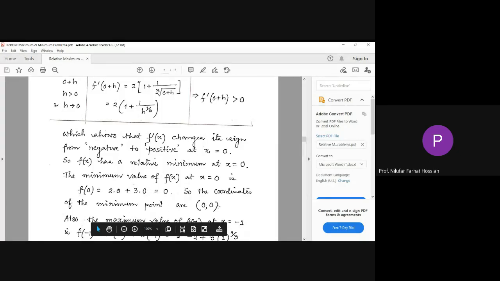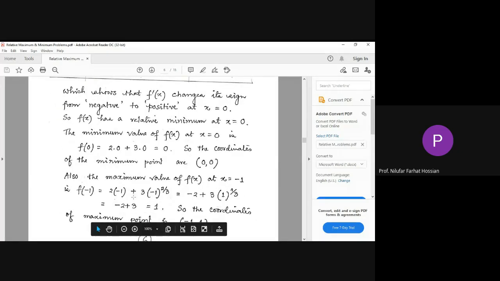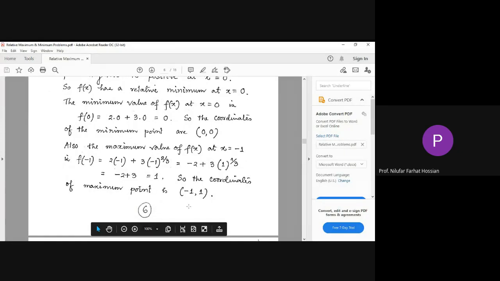And what will be the coordinates for the maximum point? x equals minus 1 was the x coordinate. So let us put x equal to minus 1 in the function 2x plus 3 into x to the power 2 by 3. Just put minus 1. This will be negative. Oh, no, positive. Minus 1 whole square is positive. So it is minus 2 plus 3, which is 1. So the coordinates will be (minus 1, 1). These are the coordinates for the relative maximum point.